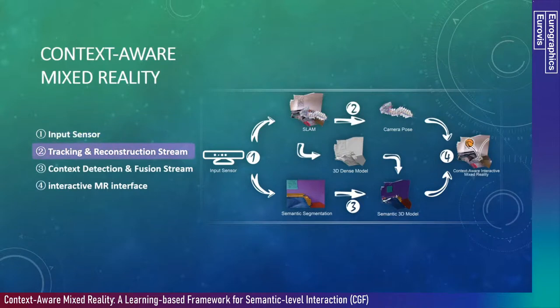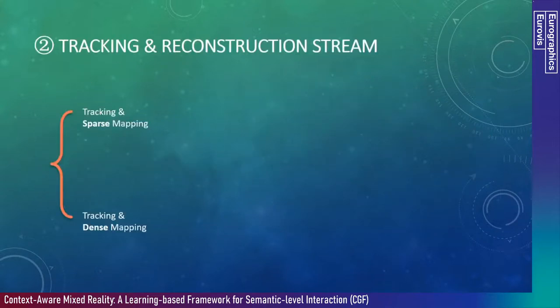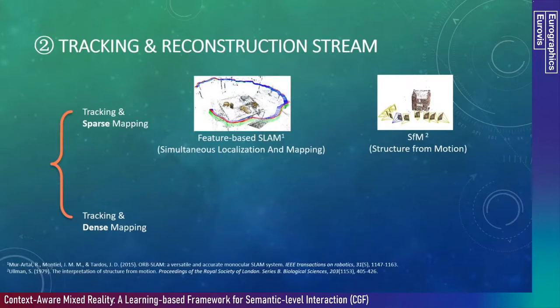Second, let's talk about the tracking and reconstruction stream. Basically, there are two kinds of tracking and reconstruction methods. The first one is tracking and sparse mapping. There are many common methods such as feature-based SLAM, which is simultaneous localization and mapping, and also the structure from motion system. The basic idea is to detect the feature points and reconstruct the landmark points. There are also optimization steps to get an optimal reconstruction result and also the camera pose. However, this kind of feature-based SLAM system or structure from motion system can only reconstruct sparse map points, which means we don't have the dense information of the environment.